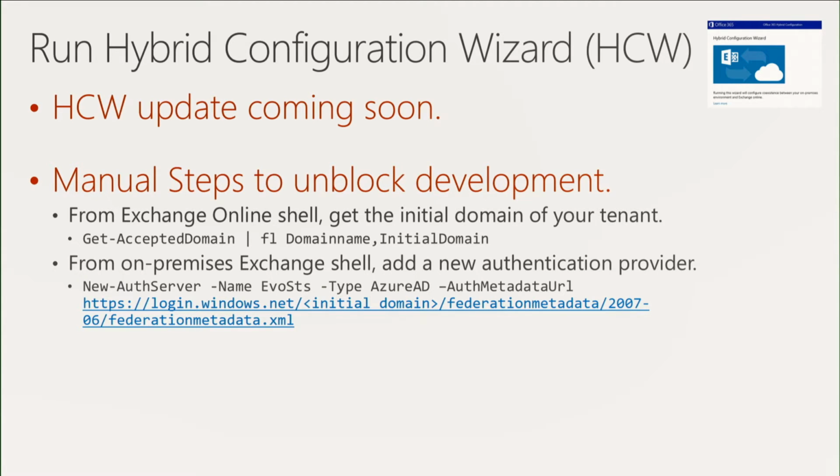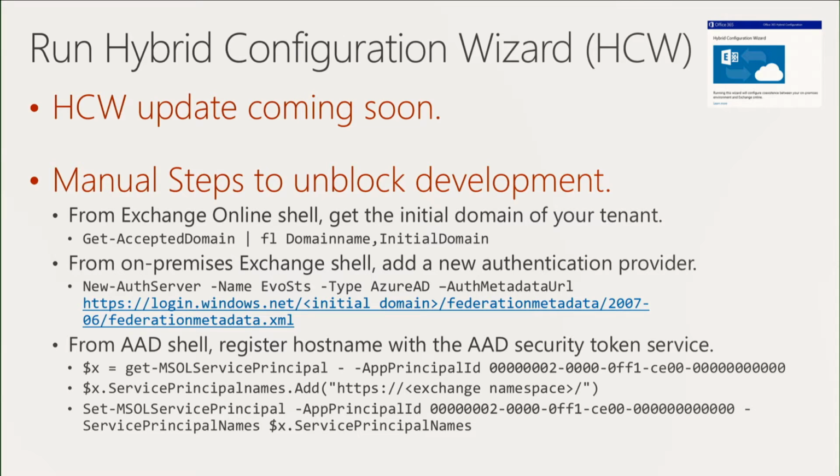It has a service called EvoSTS. That's a service issuing tokens to the app. You're basically telling Exchange it's okay to accept those tokens and let the request come through. And the last piece is, this is the last piece of the puzzle.